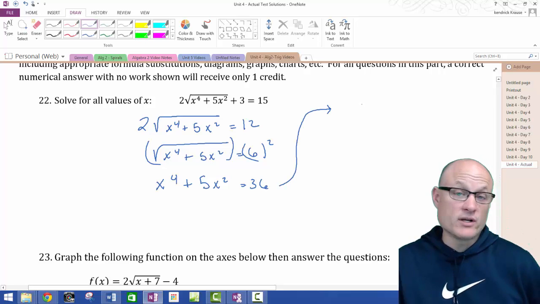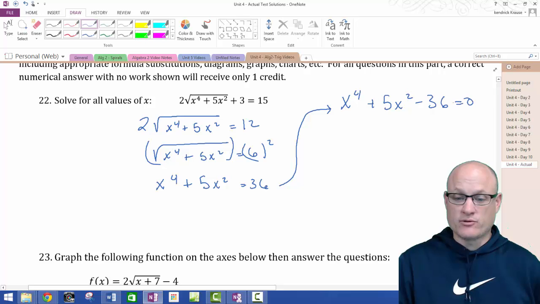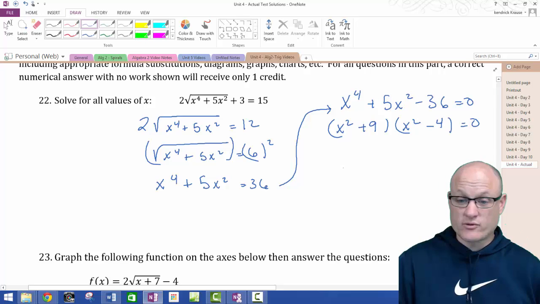Now I'm going to bring everything to one side and factor it. So I get x to the fourth plus 5x squared minus 36 equals 0. Now, the factoring here is not overly difficult. X squared plus 9, x squared minus 4. 9 times 4 is 36. 9 minus 4 is 5. So this one I can't do anything with. This one is just x squared plus 9. But this one is x plus 2, x minus 2.